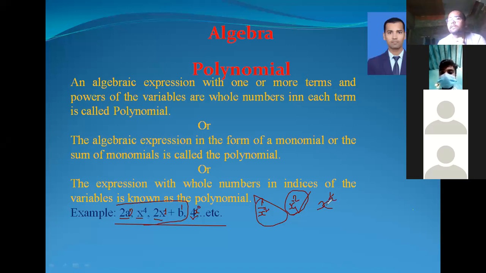So conclude only one thing: if the powers of each variable in each term are whole numbers, either 0, 1, 2, 3, 4, 5, like that, then they are known as polynomial, otherwise not.